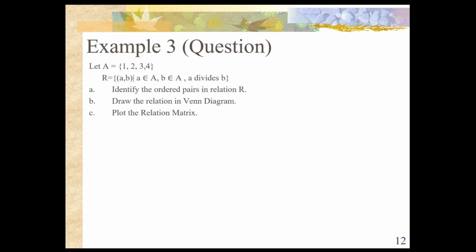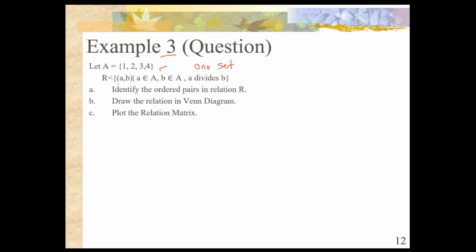Okay, next question. This time, the values of the set are different. It's 1, 2, 3, 4. What is interesting about this example 3 is that there's only 1 set given here instead of 2 sets. Just now we were looking at examples with 2 sets, set A and set B. So we can still establish the relations and draw the relation matrix even with just one set. So how do we do that?